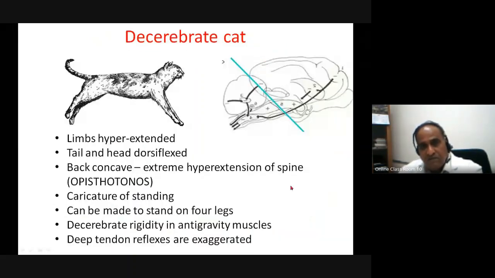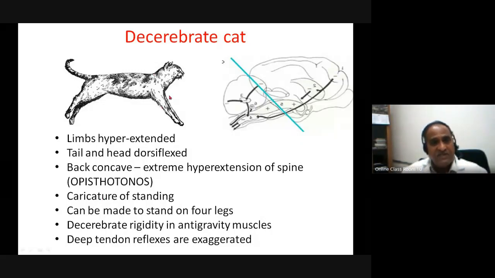Okay, so now we move on here. This is a typical decerebrate cat. The limbs become hyperextended, as you see here. All 4 limbs become hyperextended. Tail and head are dorsiflexed. See, the tail is coming like this and making a typical C-like structure. And the back is concave, with extreme hyperextension of the spine. That's called an opisthotonos position. Normally the spine is like this. Now it becomes like this. It is a caricature of standing, because they cannot stand by themselves.